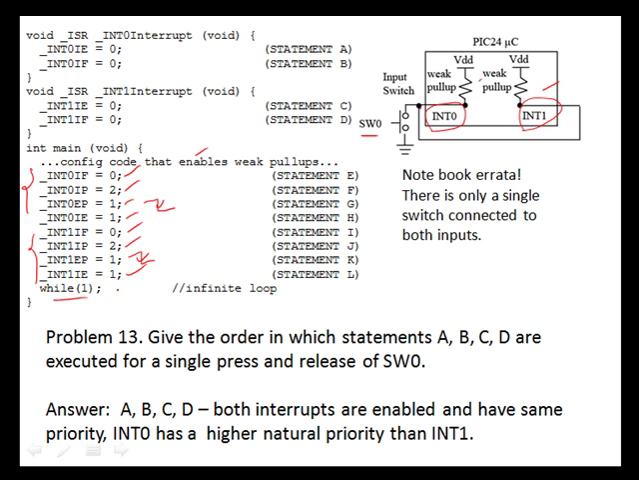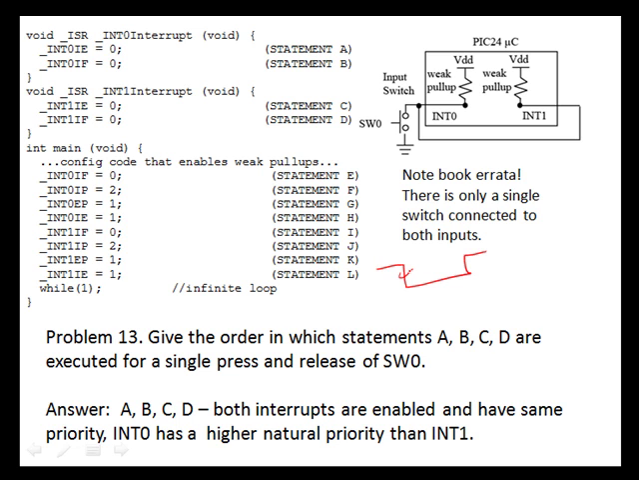And the question is, give the order in which the statements A, B, C, D are executed for a single press and release of this switch. So statements A and B are in the ISR for INT0, and C and D are in the ISR for INT1. All these statements do the same. They're going to disable the interrupt by setting the interrupt enable bit to a 0, and then they're going to clear their respective flag. So let's see what happens on a single press and release of the switch.